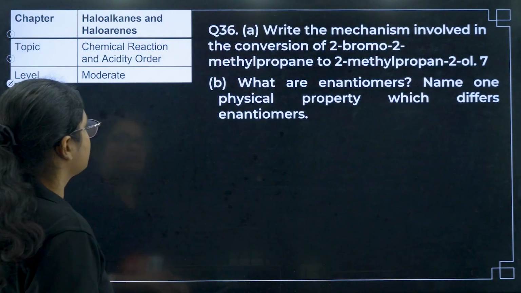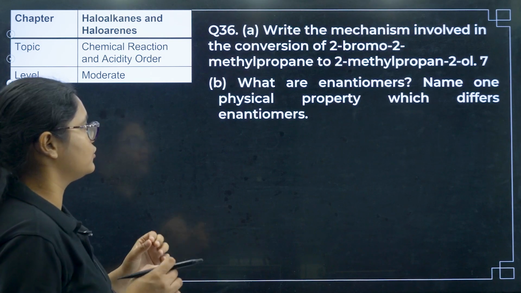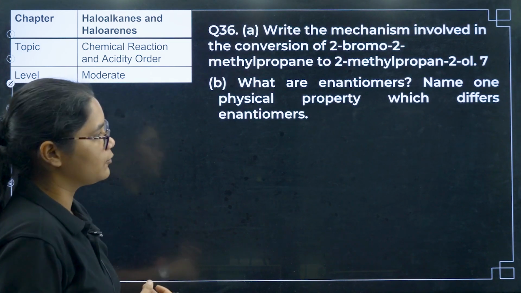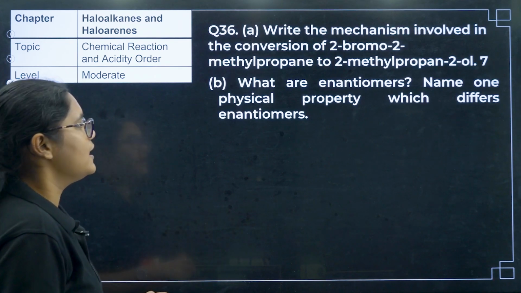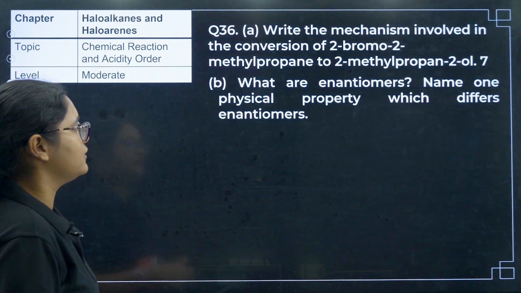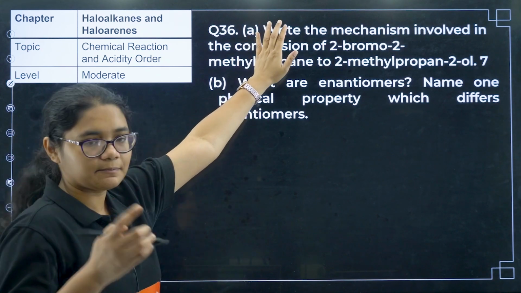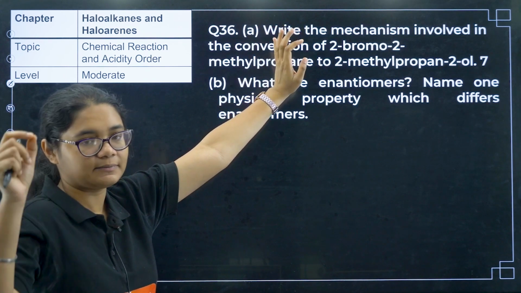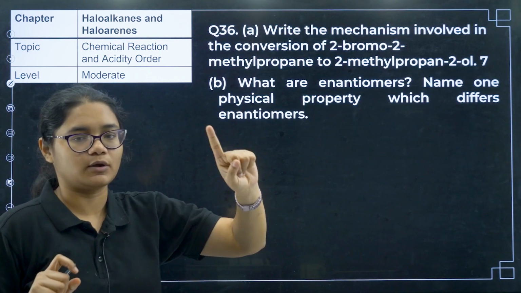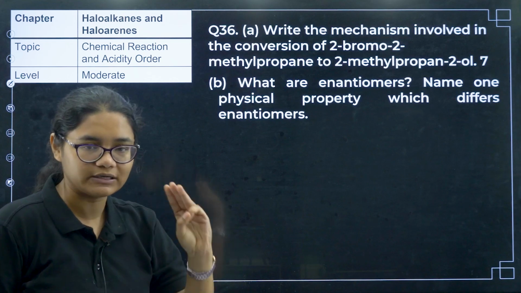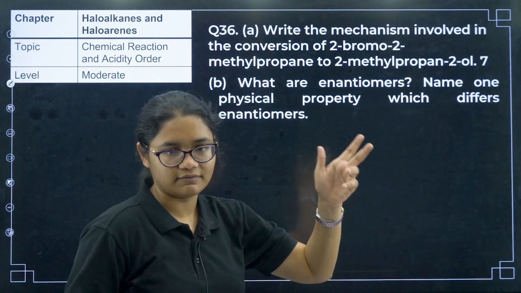Okay, next we'll go to haloalkanes and haloarenes. Write the mechanism involved in the conversion of 2-bromo-2-methylpropane to 2-methylpropan-2-ol. Okay, so this is your SN1 reaction. A 2 step mechanism is there. Next, what are enantiomers, and name one physical property which differs in enantiomers. In this, the first step is the formation of carbocation, the second step is the attack of nucleophile. But before writing the steps, you have to write the reaction. That carries 1 mark. 2 steps will carry 2 marks. So total 3 marks. Here, the enantiomer's definition carries 1 mark, and the physical property will give you 1 mark.